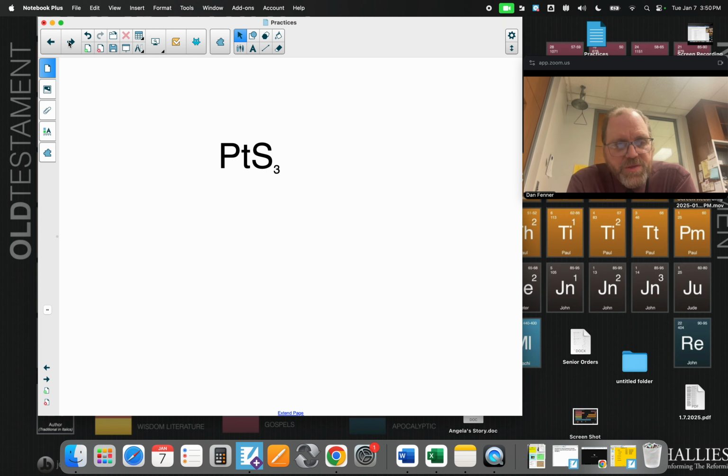PtS3. So Pt is the symbol for platinum. S is sulfur, but remember the ending here has got to be ide, so it's sulfide. Do I know the oxidation of platinum? No, I don't. So I'm going to do sulfur. Sulfur is -2. There's 3 of them. That's -6. So therefore, the charge of platinum would have to be +6.